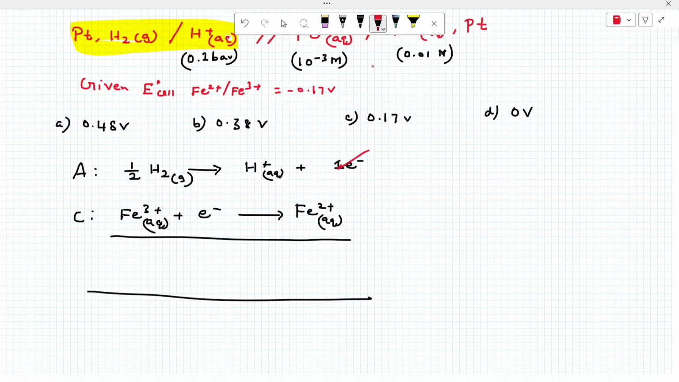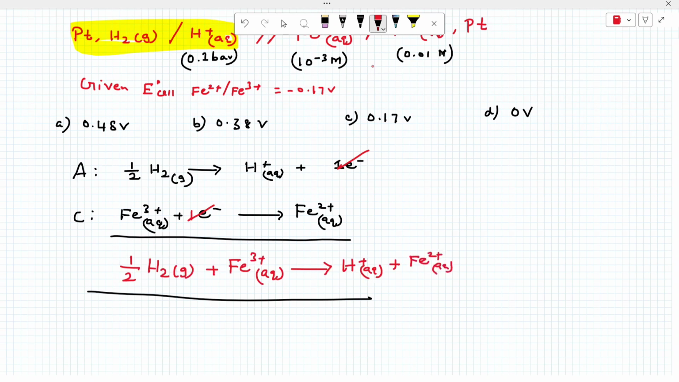Electrons cancel. Now what is the equation? H2 gas plus 2 Fe3 plus aqueous gives 2 H plus aqueous plus 2 Fe2 plus. Yes or no? For this reaction, we can write the Q reaction quotient. What is the Q value for this one?